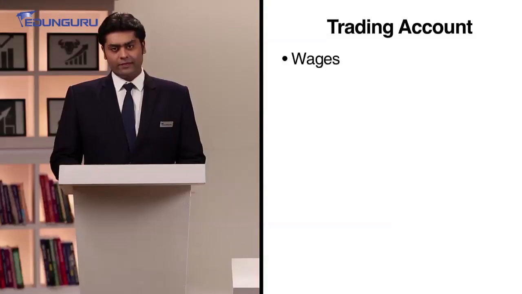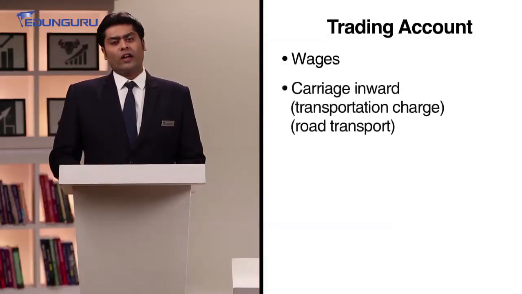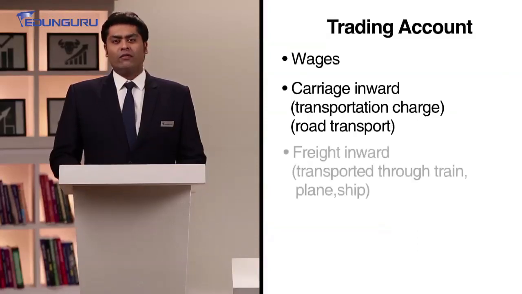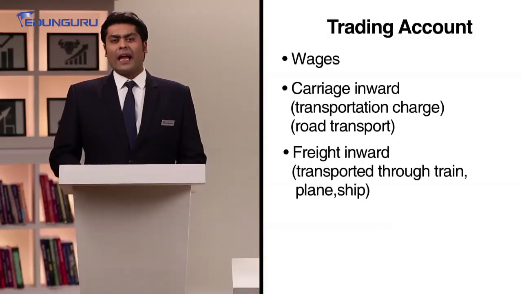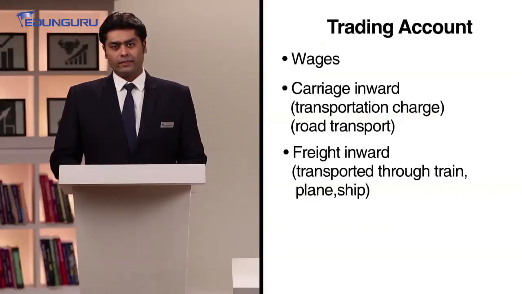Now what else can we expect in our trading account? In our trading account, dear students, we can expect different names related to factory. Like for example, we have names like wages, carriage inward, which is your transportation charge for bringing goods inside. You can also have freight inward, which is nothing but similar to carriage, only the mode of transport is different. When you transport goods through road, the expense is called carriage. When you transport the same goods through train, plane or ship, it is called freight.